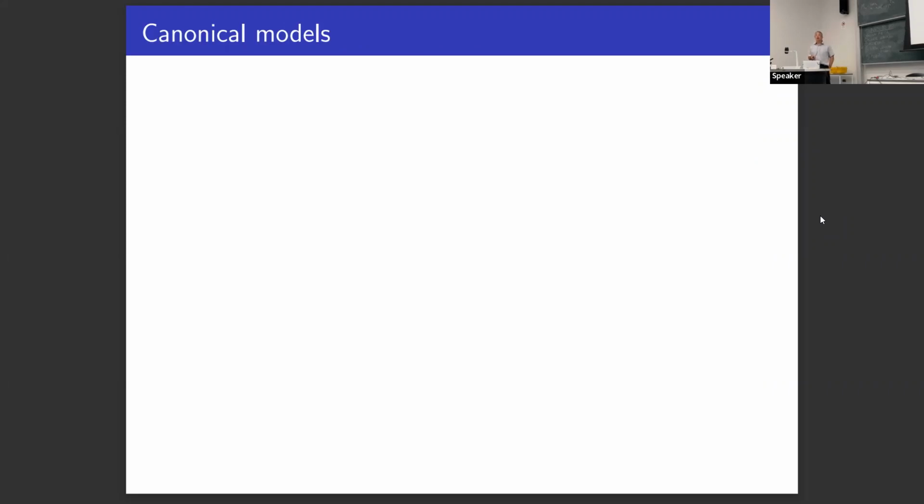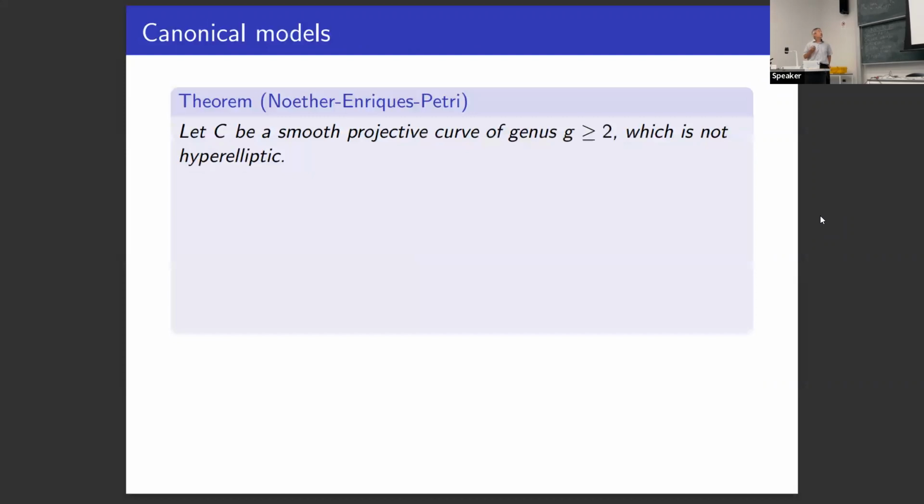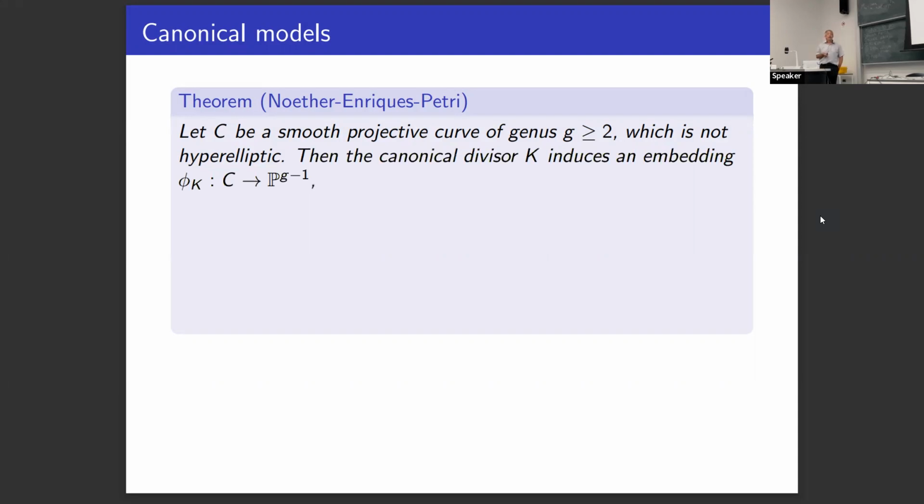So first of all, I will talk a little bit about producing models at all, not only smooth plane models, but models for modular curves. Most methods that work for our setting produce canonical models. So I'll tell you what a canonical model is. There's a theorem that if we have a smooth projective curve of genus larger than 1 that is not hyperelliptic, then the canonical divisor, just the holomorphic differentials, give us an embedding into projective space.